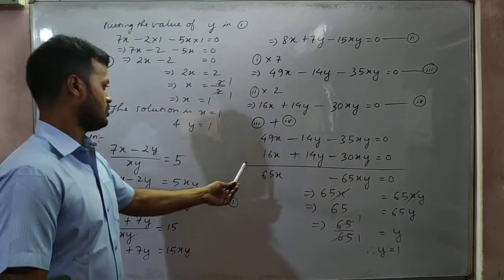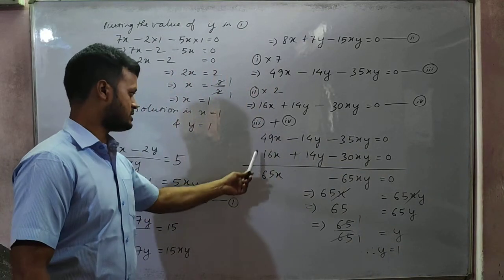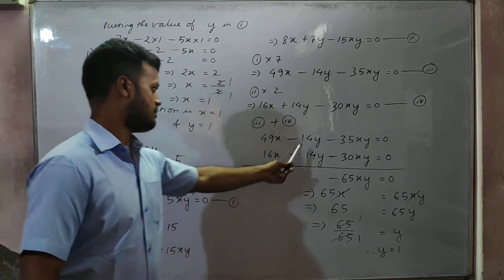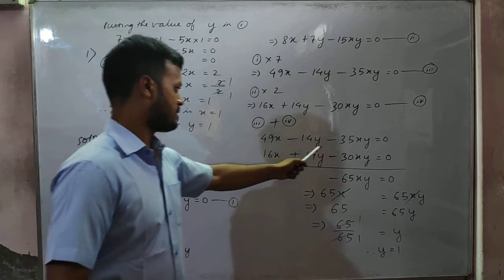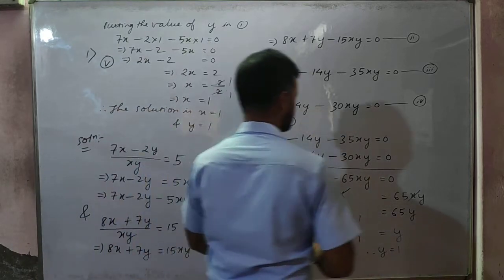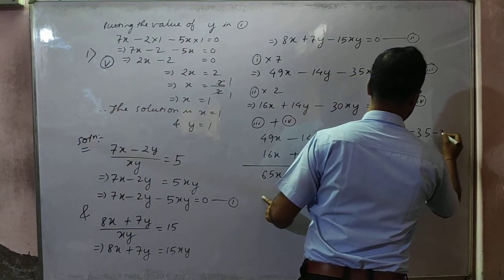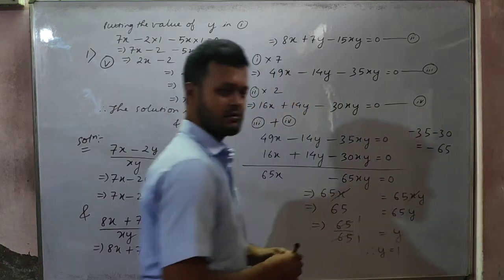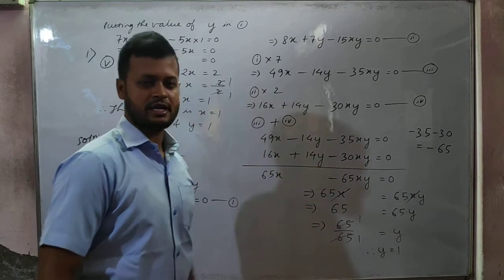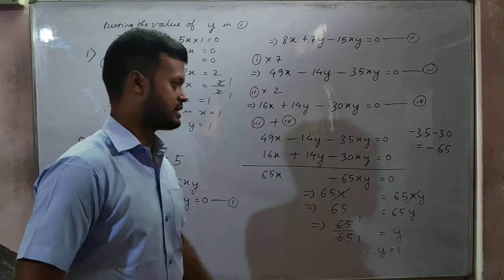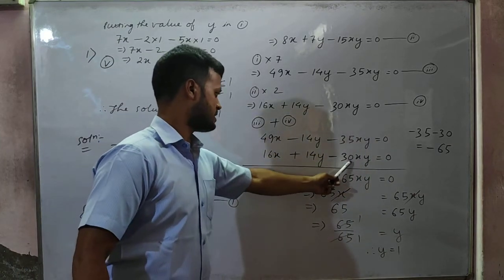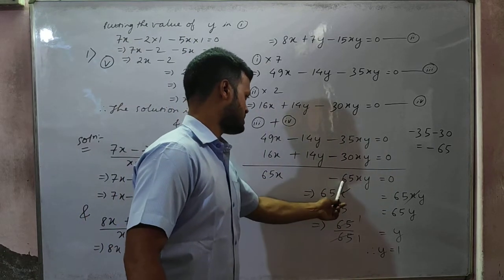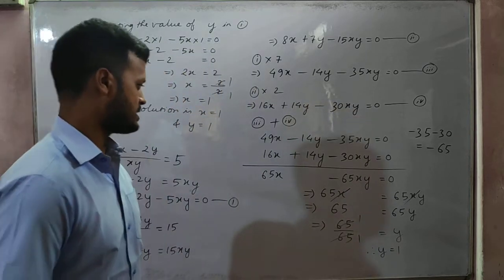Okay. So 49 plus 16, see here students, 49 plus 16 will become 65x. Minus 14y plus 14y cancel. Minus 35xy minus 30xy, minus plus, so 35 plus 30 will become 65, so minus 65xy. Taking the minus 65xy to the right hand side, it will become plus 65xy.